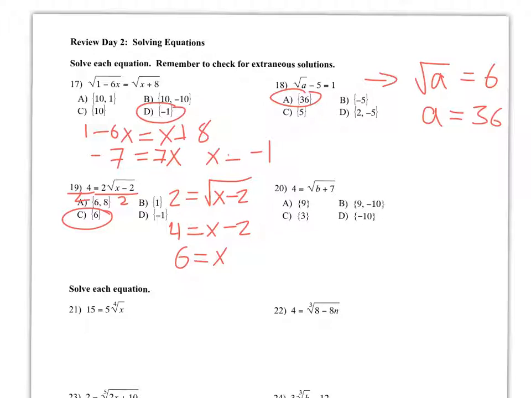For number 20, if I square both sides, we get 16 is equal to b plus 7. Minus 7 from both sides, we get 9 is equal to b.